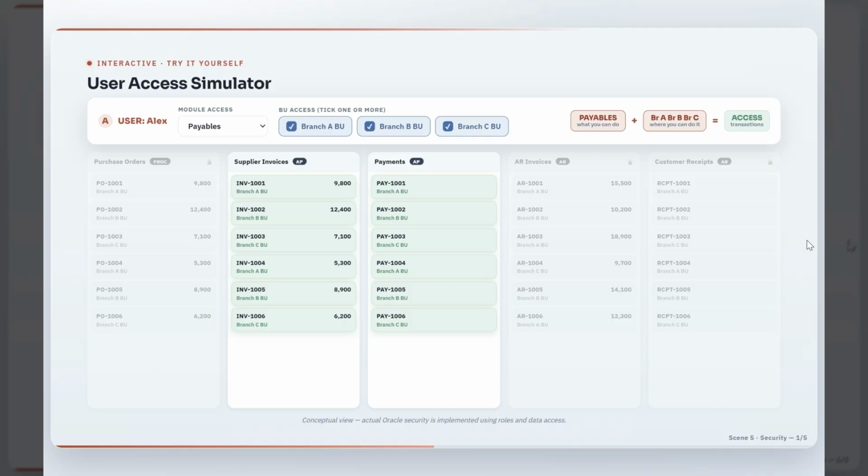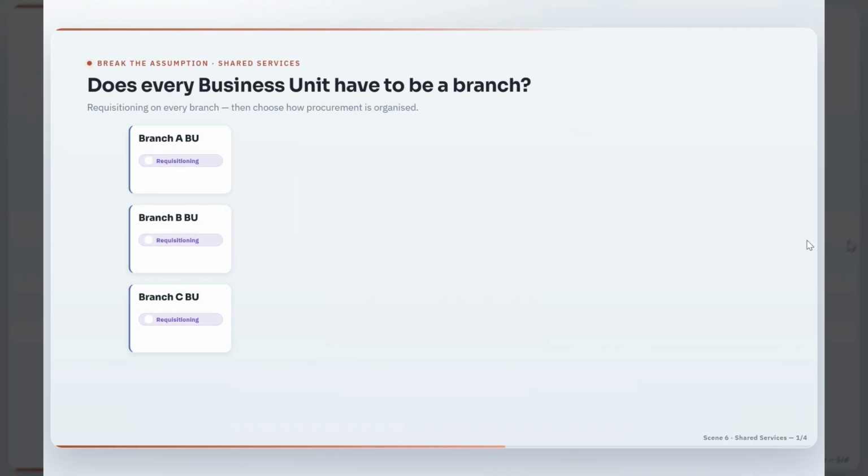Now let us challenge one more assumption. Does every business unit have to be a branch? Imagine branch A, branch B, and branch C. Each branch identifies what it needs and raises its own requisition. Branch A raises REQ-A01, branch B raises REQ-B01, branch C raises REQ-C01. One design is fully decentralized.